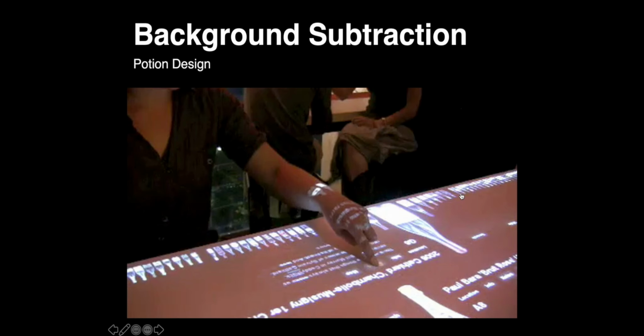So you could also use background subtraction as a way to make your own touch screens and touch interfaces. Potion Design is an agency in New York that uses this a lot when it comes to interactive installations at like bars or museums or galleries. So they're using background subtraction and computer vision to detect when a finger is touching a specific location on a surface. And they're also using projection to create an interface for that interaction.